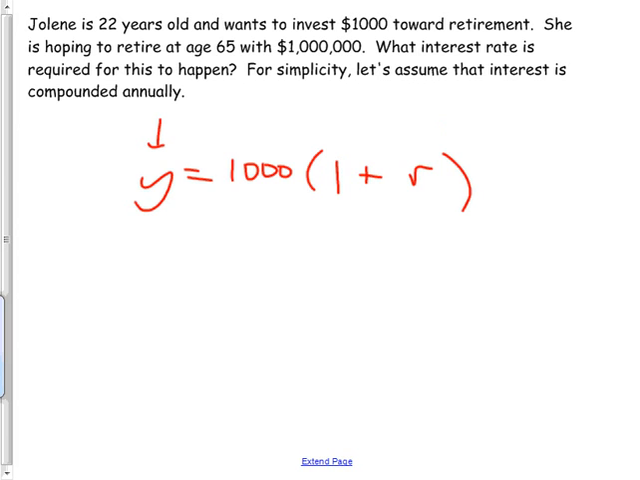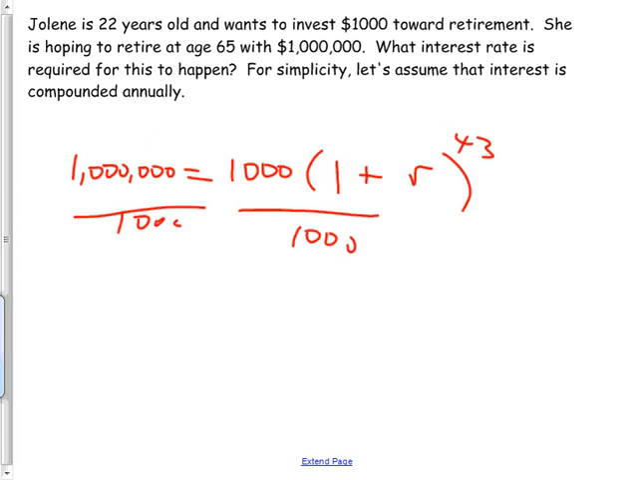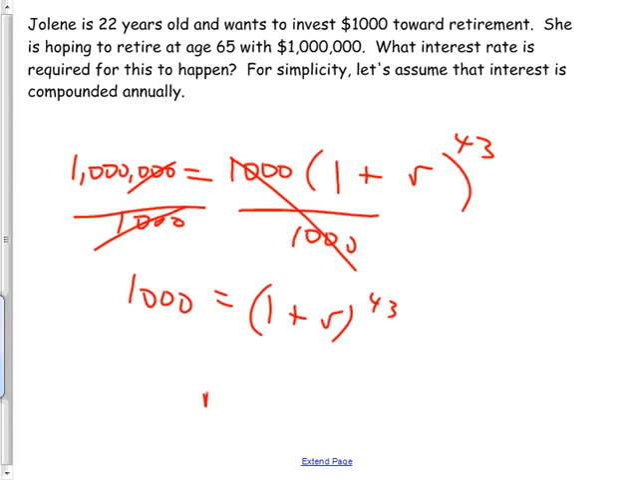All right. So this goes to, she has how many years? Like 43 years? That's one thing she's got going for her. She's got a long time before she wants to retire. And then the amount she wants is a lot. She wants $1 million. When it's all said and done, you divide by 1,000, and that cancels 3 of the zeros. Then you get 1,000 equals 1 plus r to the 43. Now you have to raise it to the 1/43 power. When it's all said and done, you come up with, I think, 17%. Is that correct?